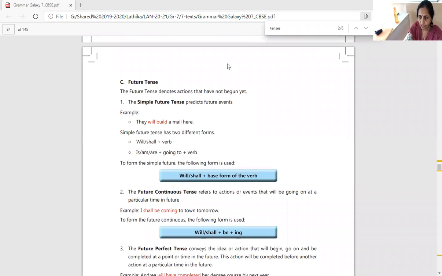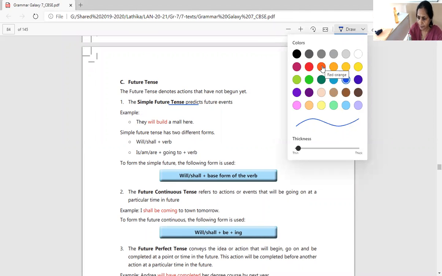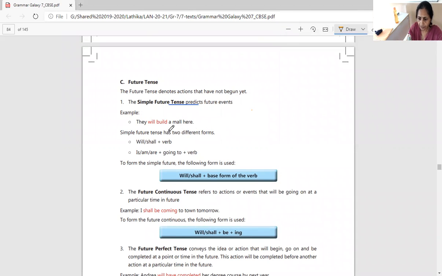Now future tense denotes actions that have not yet begun. Okay, so that means it is going to happen in the future. It has not taken place as yet. The simple future tense predicts future events. So it's going to tell you about something that is going to happen in the future. They will build a mall here. So it's going to happen later on. It does not happen in the past or now. There's only a plan to do it in the future.